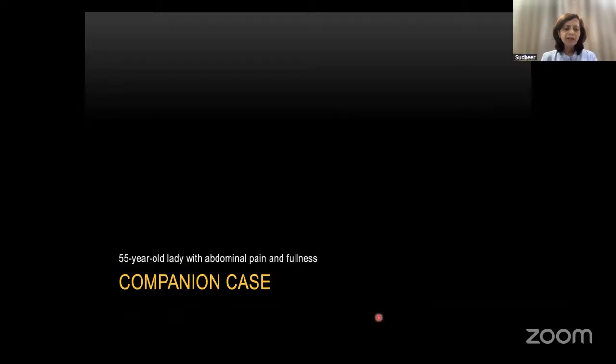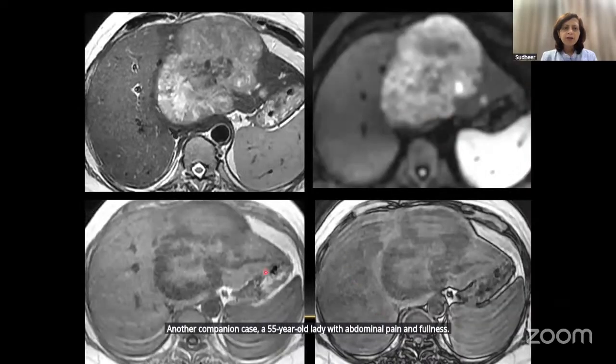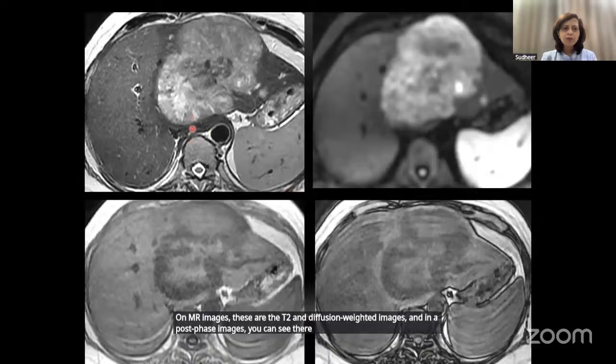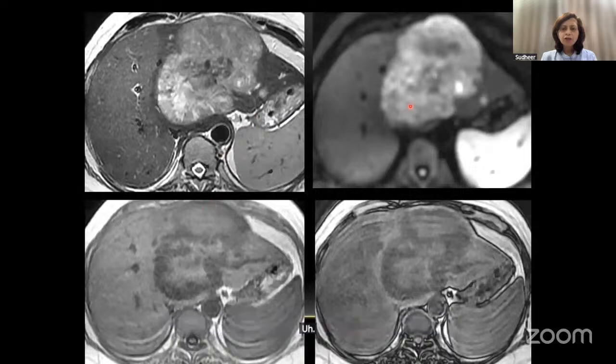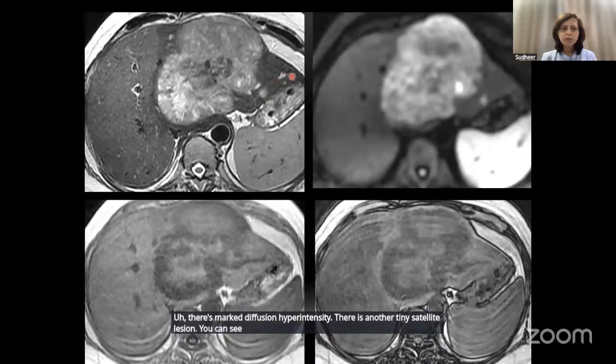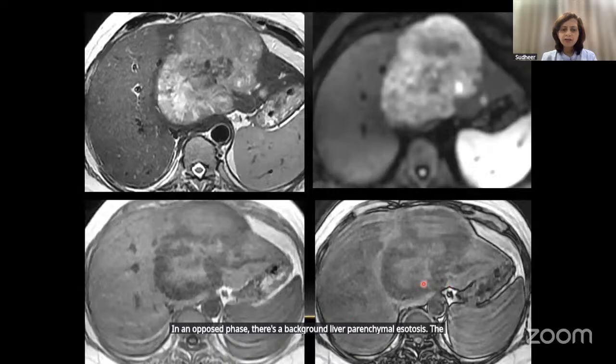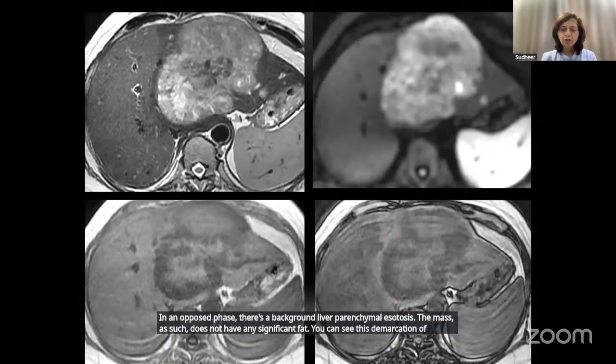Another companion case, a 55-year-old lady with abdominal pain and fullness. On MR images, these are the T2 and diffusion weighted images and in and post phase images. You can see there is a large lobulated mass arising in the left lobe. There is marked diffusion hyperintensity. There is another tiny satellite lesion. You can see some IHBR prominence here. On in and post phase, there is a background liver parenchymal steatosis. The mass as such does not have any significant fat. You can see this demarcation of sort of corona around the lesion.